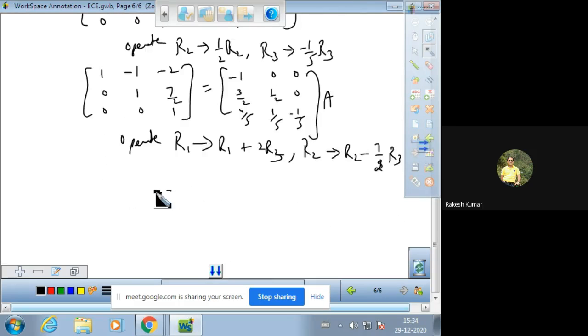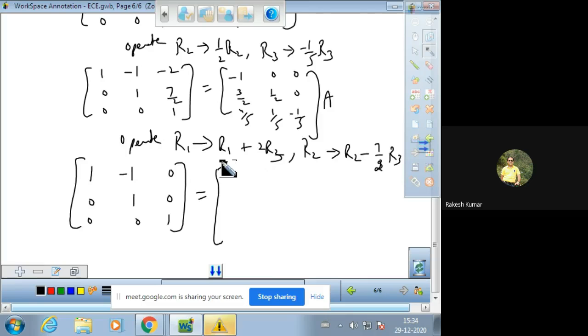So let us operate now. And this will be R1 plus 2 times R3. This element is 0, so it will not change. This is 1. This will also not change. This will be made as 0 now. And similarly, R2 minus 7 by 2 R3. So this will be 0, and this will be 1, and this will be 0 now. And last row will be as it is.